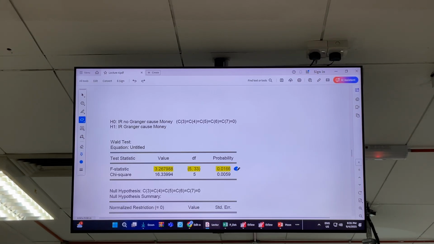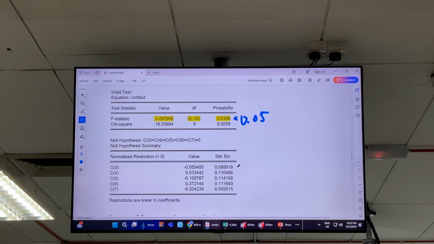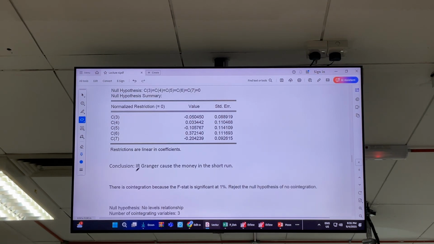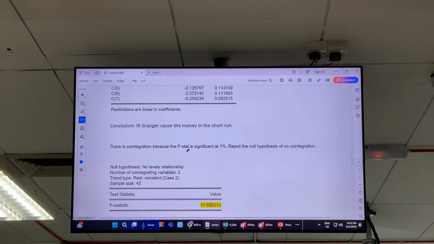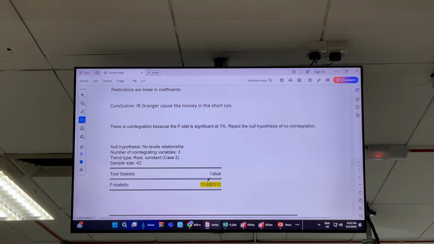It's less than 0.05, still significant at 5%. So we can say interest rate Granger causes money in the short run. So how about the test statistic? You know how to read it, right? The test statistic is significant at 1%.